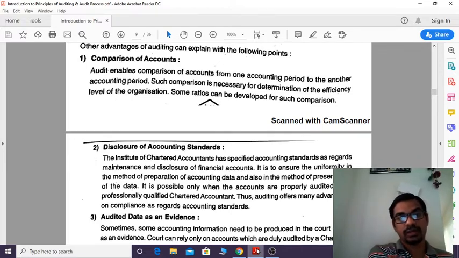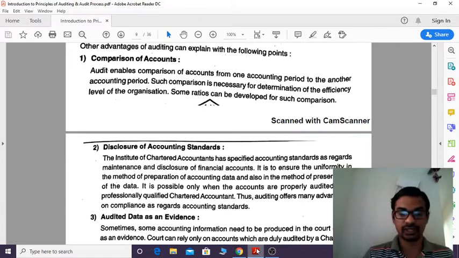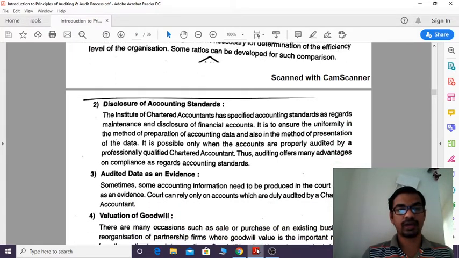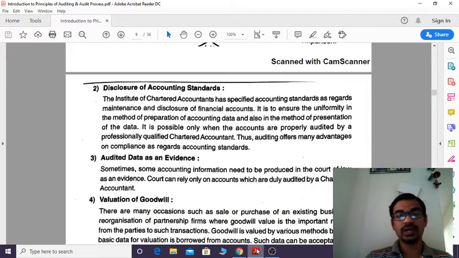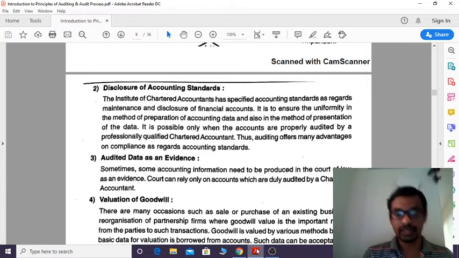What is the position of accounts in a previous year should be compared in the current year, and this is possible only due to auditing. Disclosure of accounting standards. It is necessary for a company, for a business organization, to prepare their accounting records as per the accounting standards. So whenever these records are verified, it is also verified that these records are prepared as per the accounting standards, and this is the benefit of auditing.